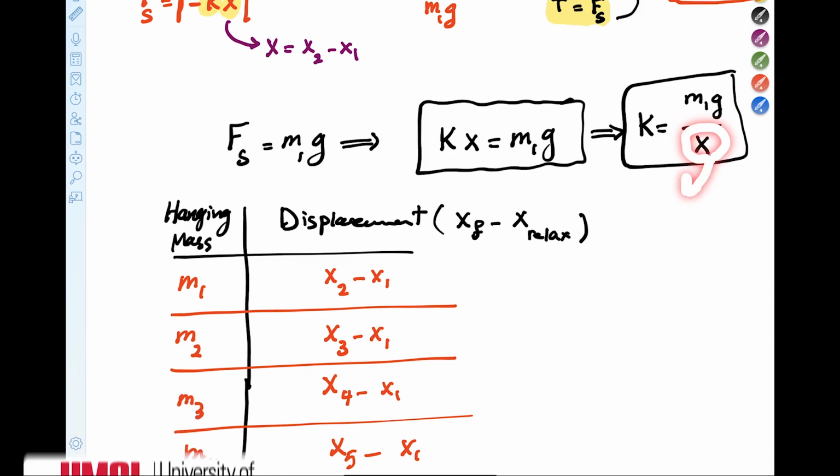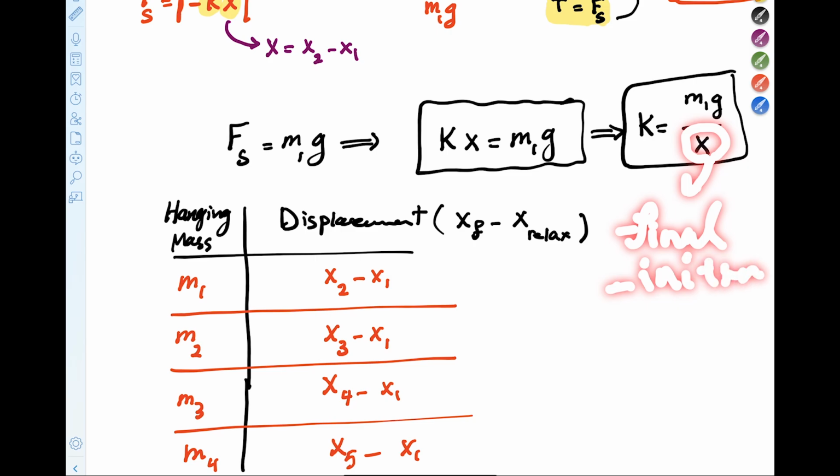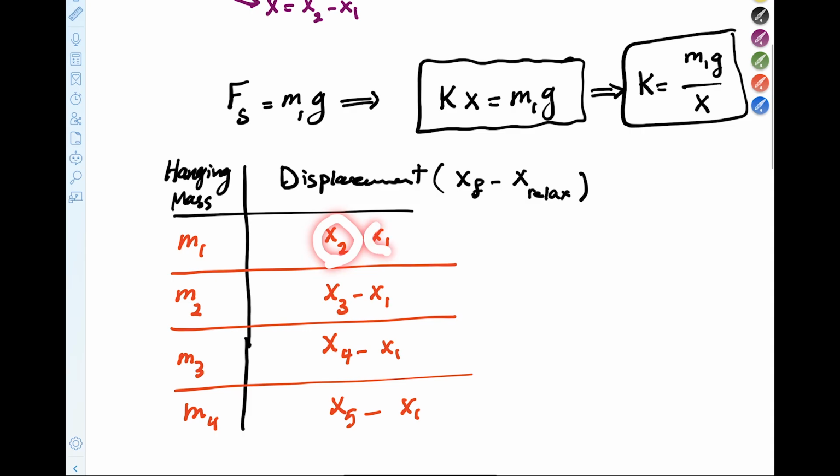The idea is this: hanging mass times gravitational constant divided by the amount of a stretch. This is final minus initial, final minus initial, final minus initial. Pay attention to that. All of these initials are the same. They all start from the relaxed position. For M1, the final position is that. For M2, the final position is X3. For M3, the final position is different. And the amount of a stretch or displacement would be different.